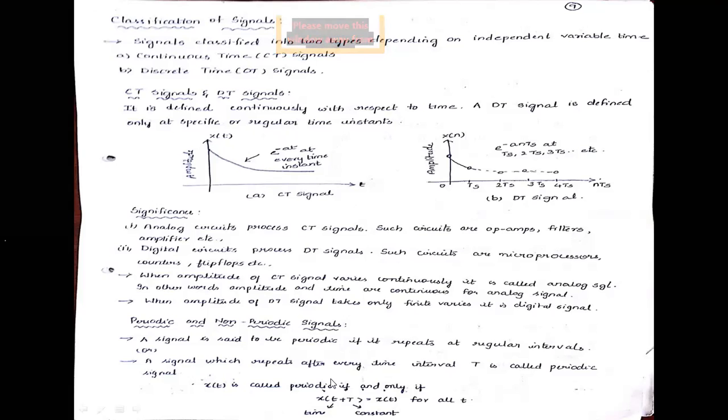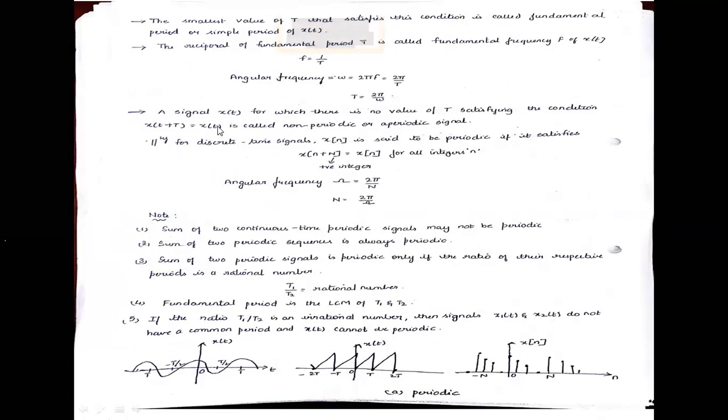x of t is called periodic if and only if x of t plus capital T is equal to x of t for all values of t. Capital T is a constant, but small t is a variable. This is the formula that a given continuous time signal must satisfy to be periodic. If no value of T satisfies the condition, it is called non-periodic.